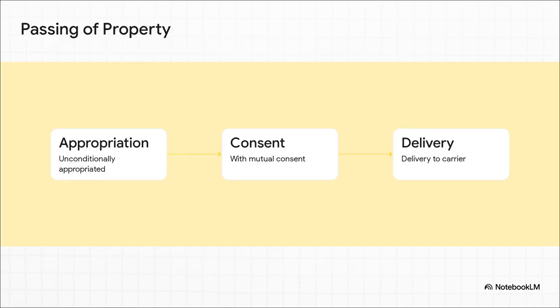So how do we bridge this gap? Passing of property, Section 23. Step 1. Unconditional appropriation of goods. Step 2. Mutual consent of parties. Step 3. Delivery to carrier for transmission to buyer. Let's walk through this logical sequence.